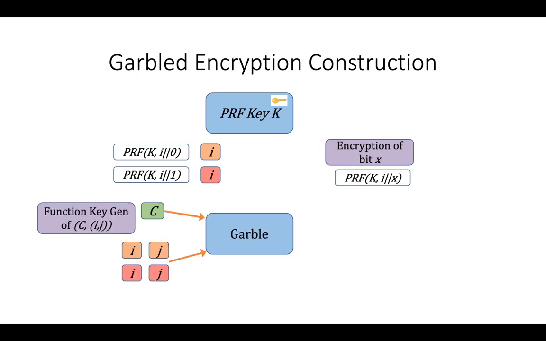Now, to generate a function key, we simply garble the circuit computing the function with the input labels set to be those specified by the indices of the function key. So in this case, since the function key is for the circuit C with indices I and J, we garble the circuit C and we use the input labels associated with the indices I and J as the input labels for this garbled circuit. And then the function key is simply the garbled circuit along with the indices that it supports, I and J, in the clear. And observe that given the function key and the corresponding ciphertext, one possesses both the garbled circuit and labels for this garbled circuit and can therefore learn the desired function evaluation.